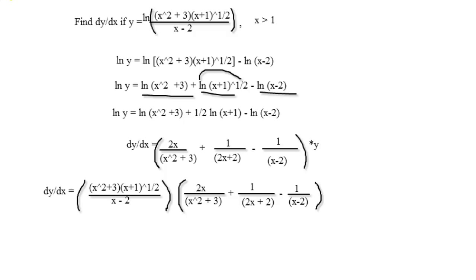Alright, that's it for working with exponential functions with bases other than e.